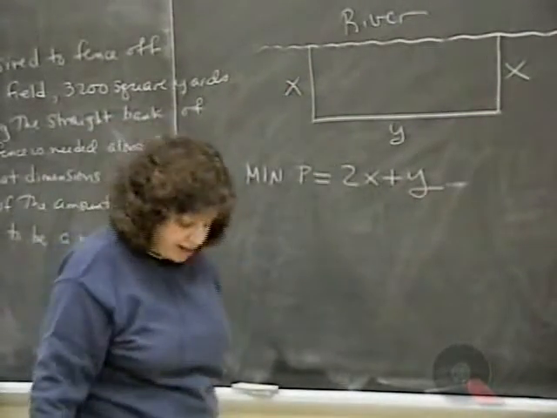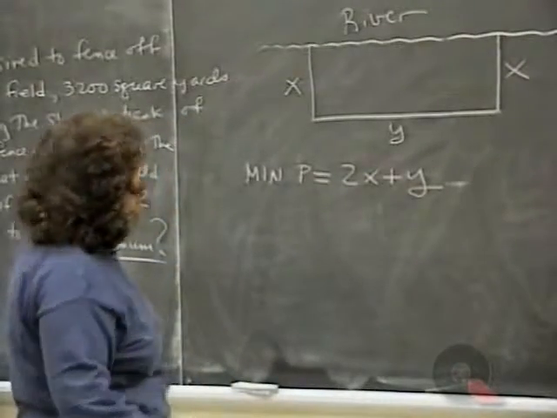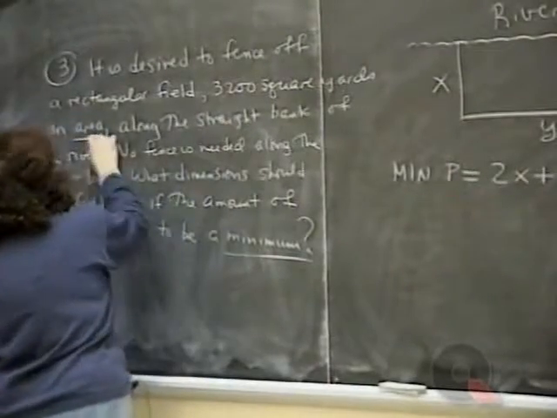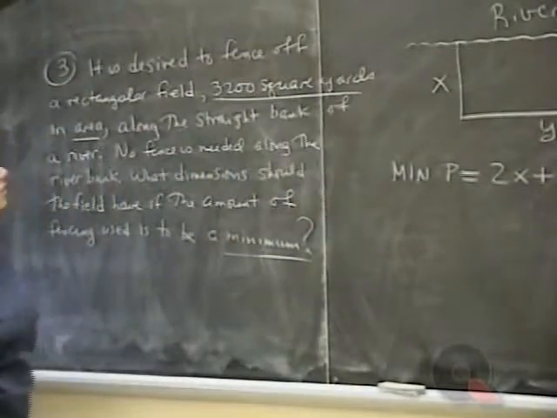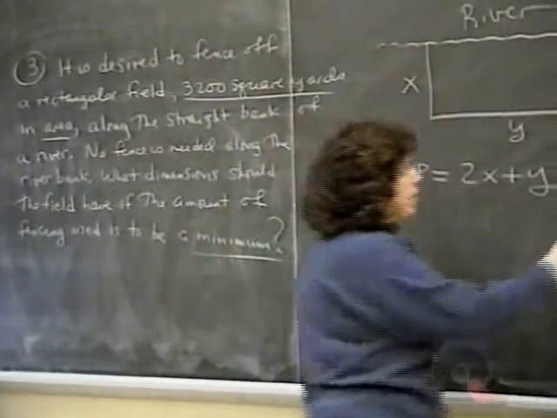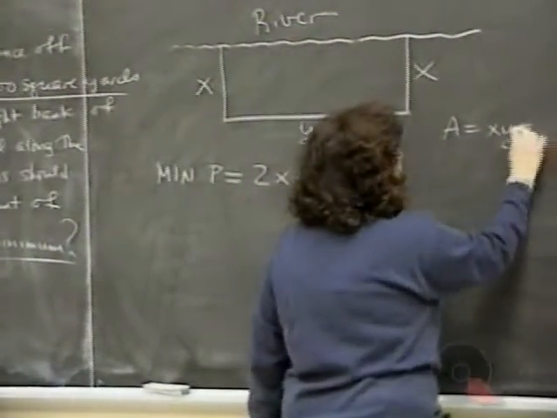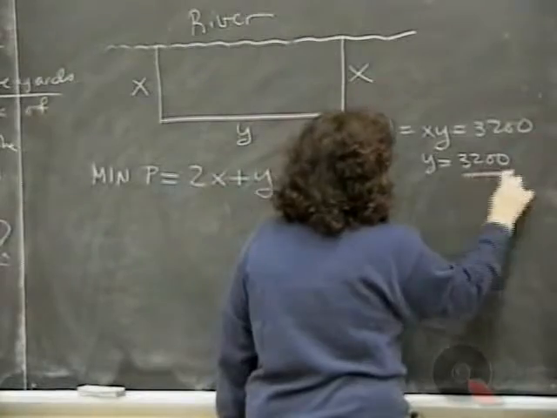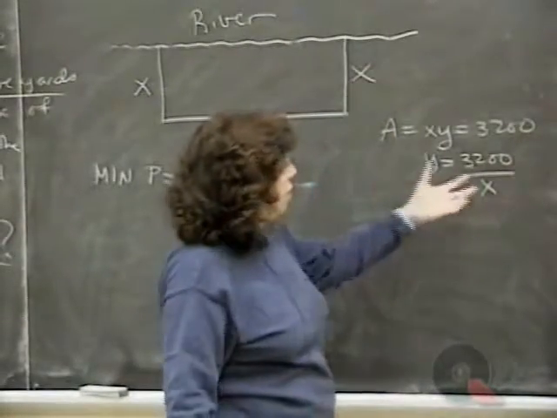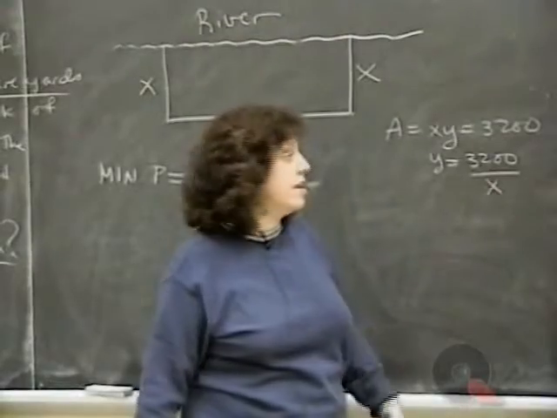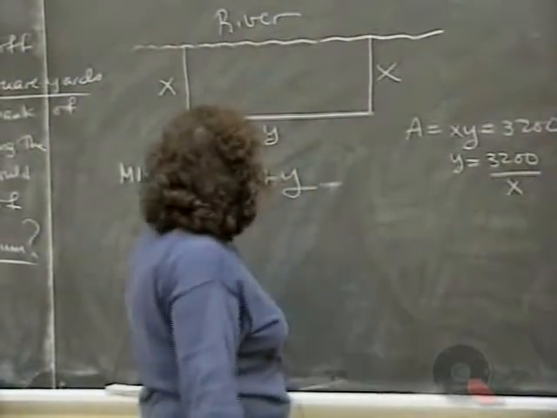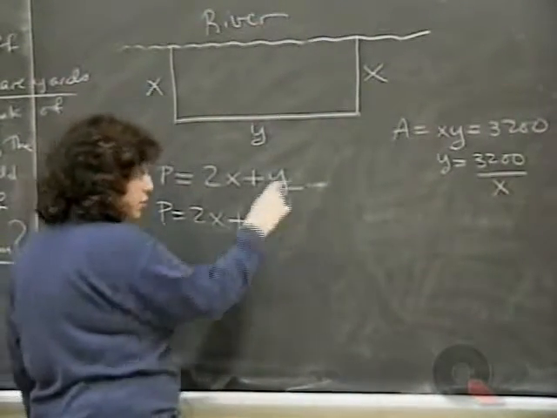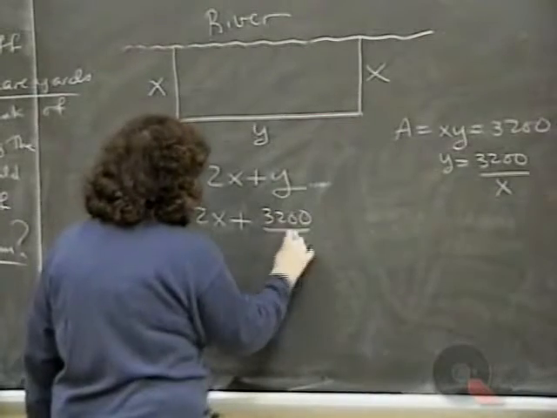Now, once again, the idea is to get it down to a function of a single variable, but we have some additional information. We're told that the field has an area of 3,200 square yards. So A, which is xy, is 3,200 square yards, or y is 3,200 over x. By the way, I'm just solving for y in terms of x instead of x in terms of y. It could have been done either way. So letting y be 3,200 over x, P is 2x plus y, which is 2x plus 3,200 over x.